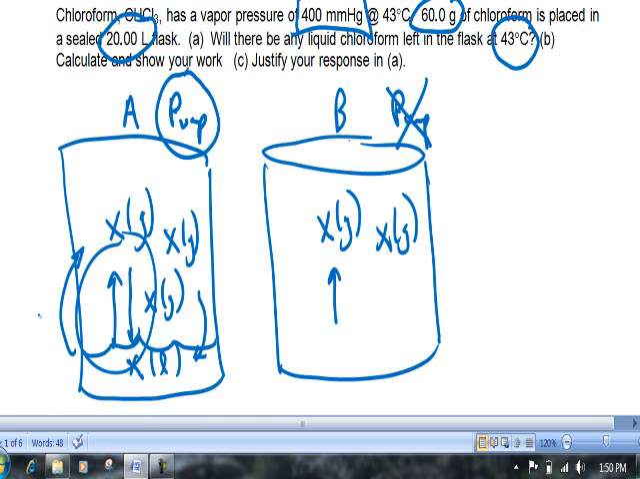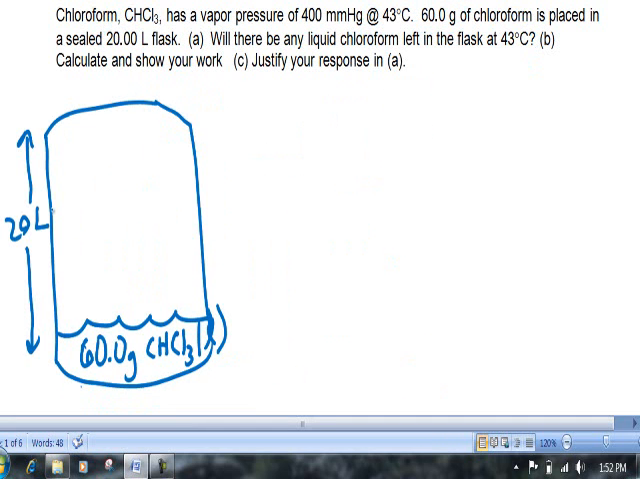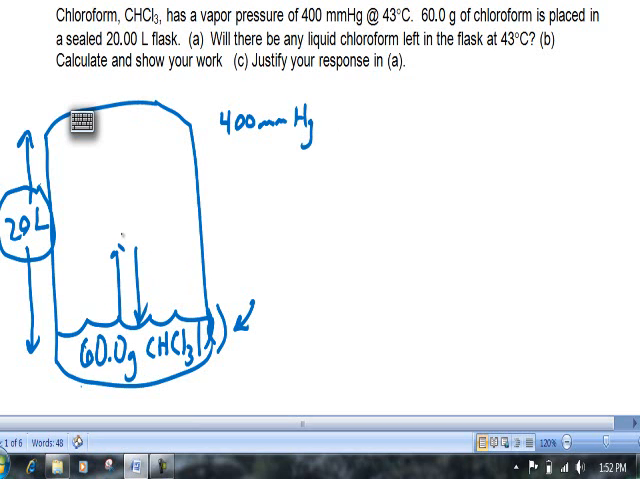There's several strategies we can utilize to answer this question. The first one, let's take a look at moles. Now here's what we know in our problem. We're given 60 grams of liquid chloroform that are in our container, and our container has a volume of 20 liters. The vapor pressure is 400 millimeters mercury. So we want to figure out, is there sufficient liquid present to establish an equilibrium between the gas and the liquid phases of chloroform?